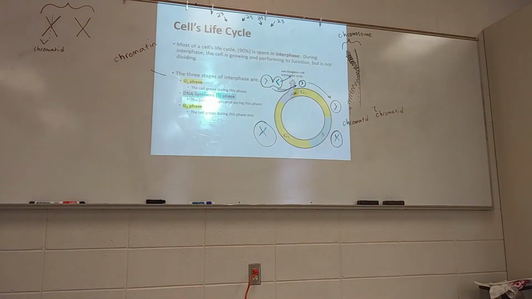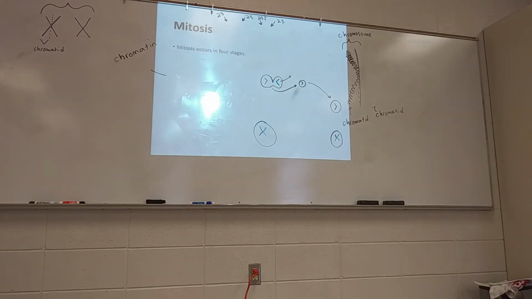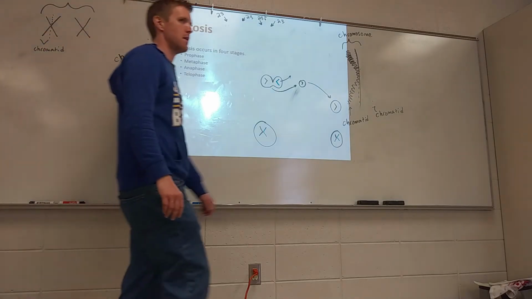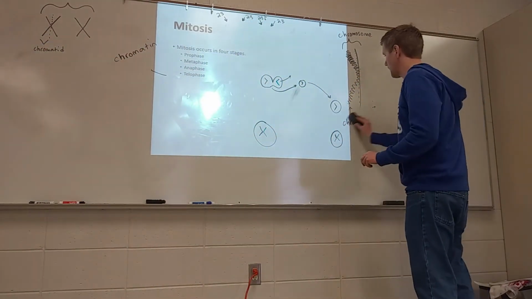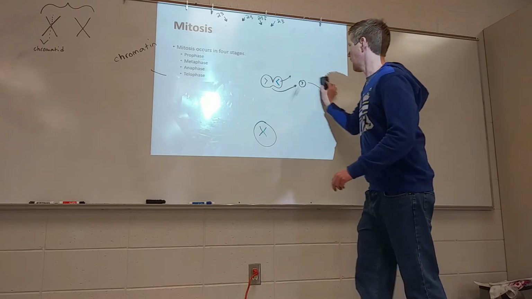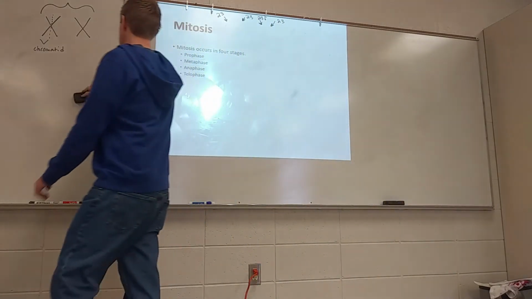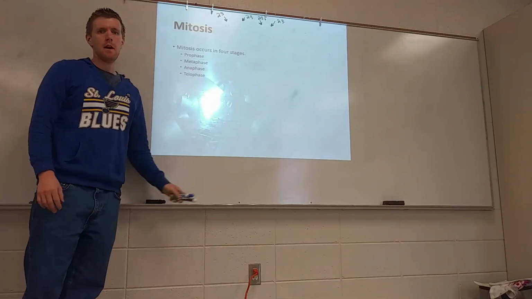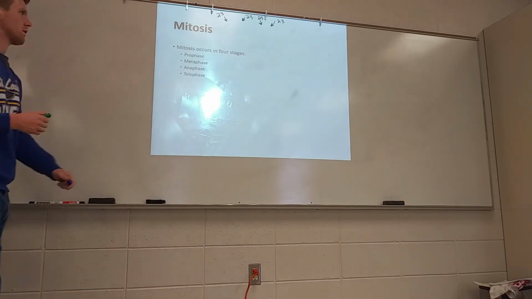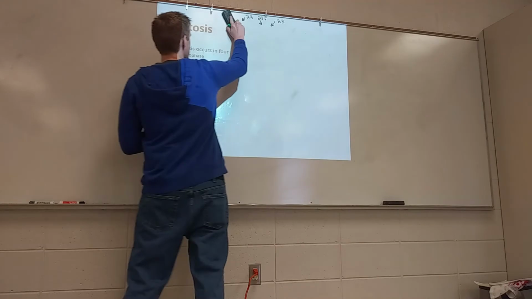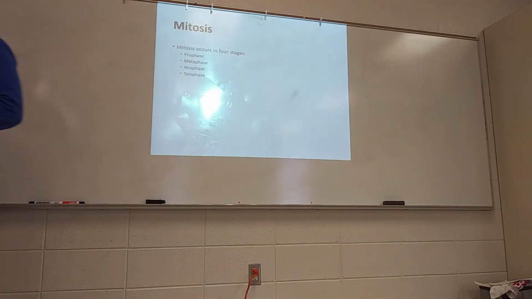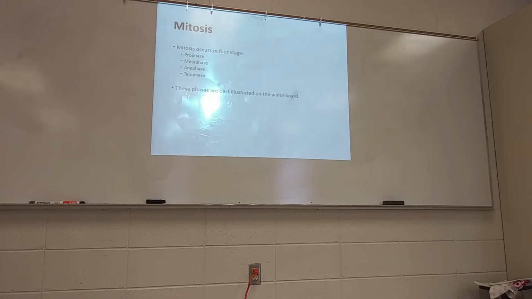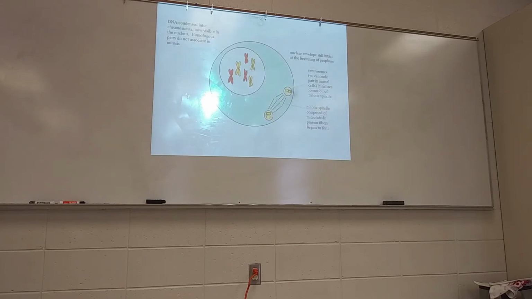Let's look at mitosis under a little more detail then. 4 stages occur here: prophase, metaphase, anaphase, telophase. Back when I was in undergrad, one of my fellow students came up with the memory device, pass me a taco, and it's worked for me ever since, and hopefully it'll work for you. But prophase, metaphase, anaphase, telophase, and we're going to look at what happens in each phase. I'm not going to illustrate them on the whiteboard, though. We're going to look here.